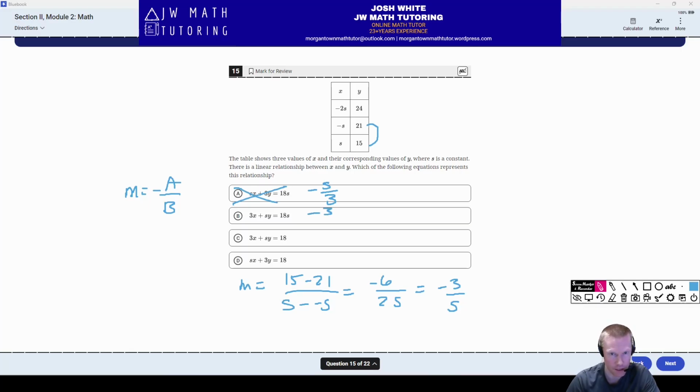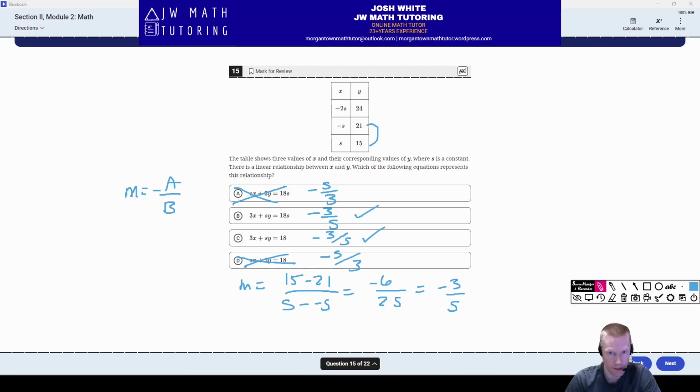This one's going to be negative 3 over s. Keep it. This one's going to be negative 3 over s. Keep it. This one's going to be negative s over 3, eliminate it. Okay, so right off the bat, just from the slopes, we're down to two possible answers so far. So now the question becomes, how can we choose between B and C? In other words, how do we know which of these is correct and which is not?